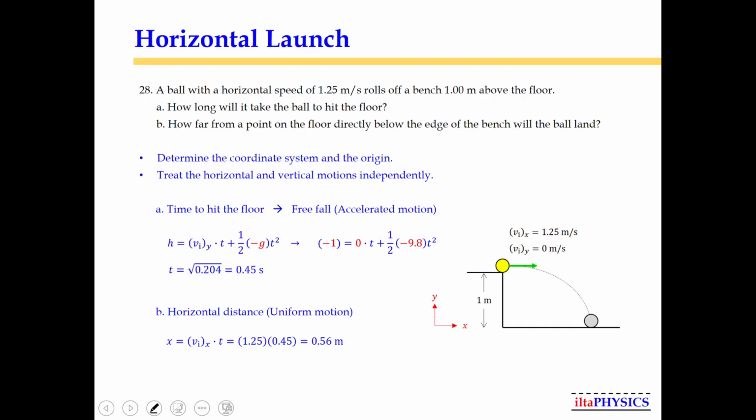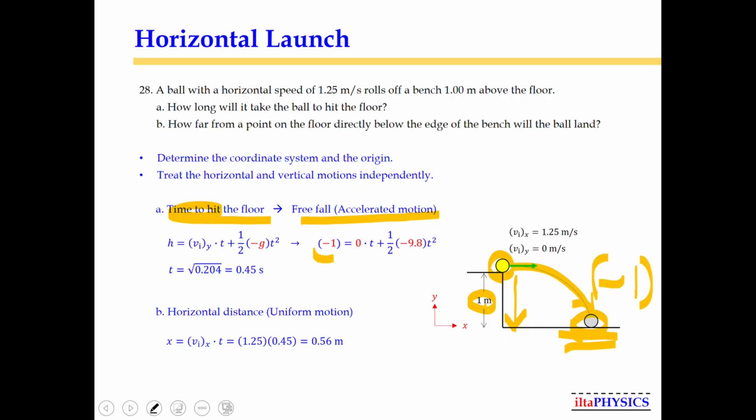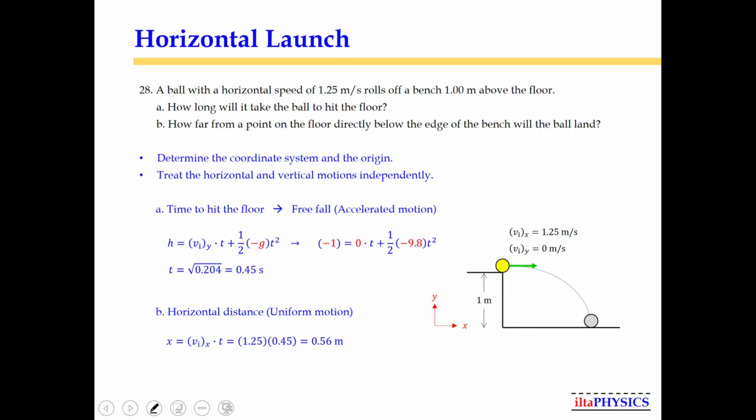As explained, the flight time is determined by the vertical motion. Let's look at the y-axis position when the ball hits the floor. Since our origin is the starting point and the ball moves 1 meter downward, the y-coordinate at the end is -1. Using the position formula for accelerated motion, the final position is -1, the initial y-velocity is 0, and the gravitational acceleration is -9.8. Solving this equation gives us a time of 0.45 seconds.